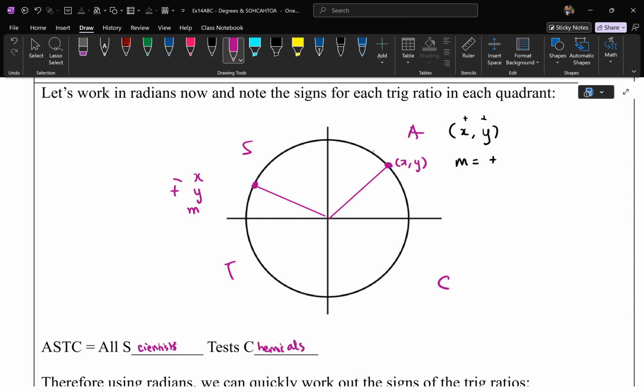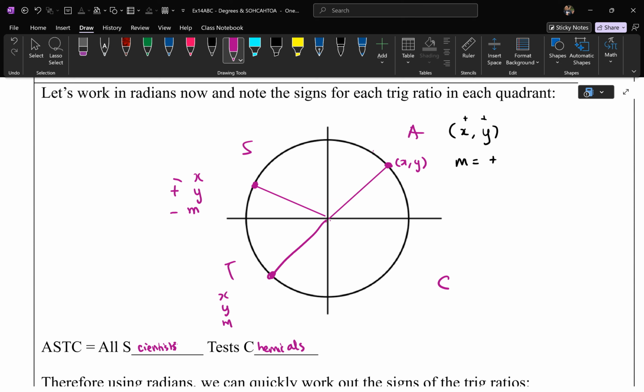Is my gradient positive or negative on this side? So look at the gradient. Is that positive or negative? Negative. Very good. But can you see, out of all of them, which one's positive? It's y. And what did we say y represents? Sine. So this ASTC, for those who've never seen it before, it actually just means this region's where sine's positive. This region's where tan's positive. This region's where cos is positive. But you don't have to remember ASTC, because if you just look at the quadrants, if you just look at this region, it's so obvious.